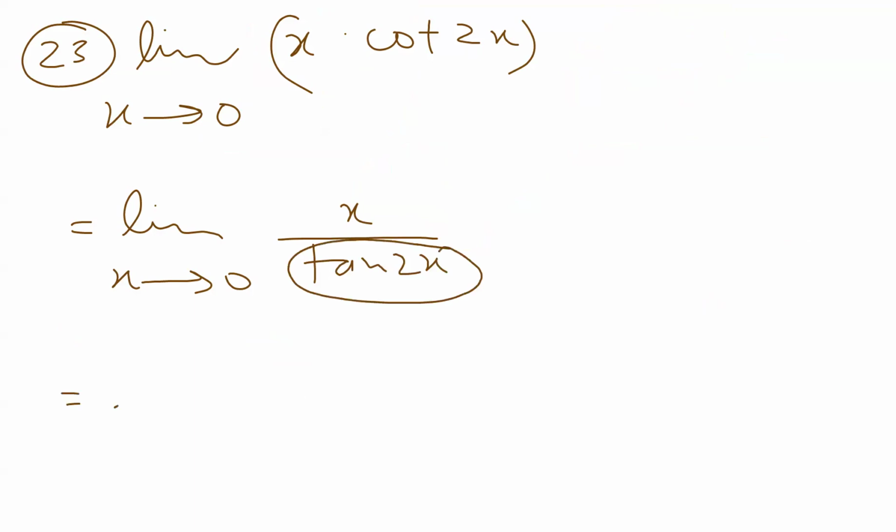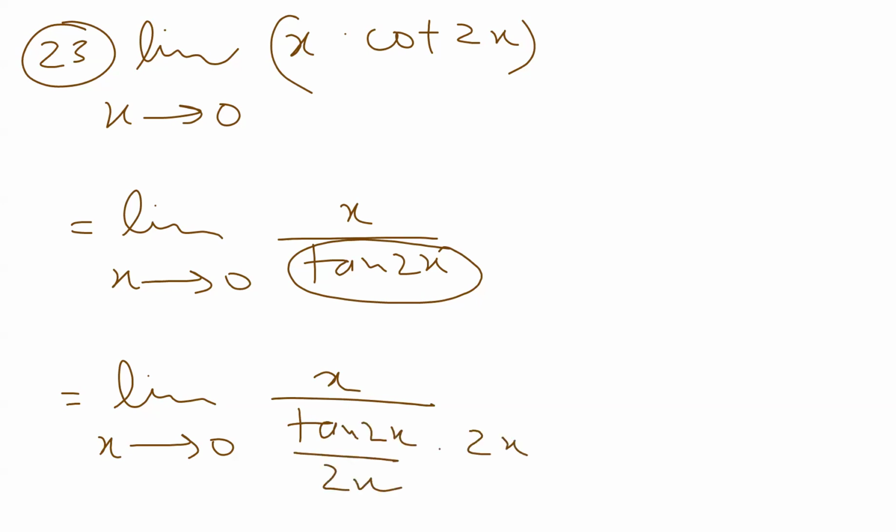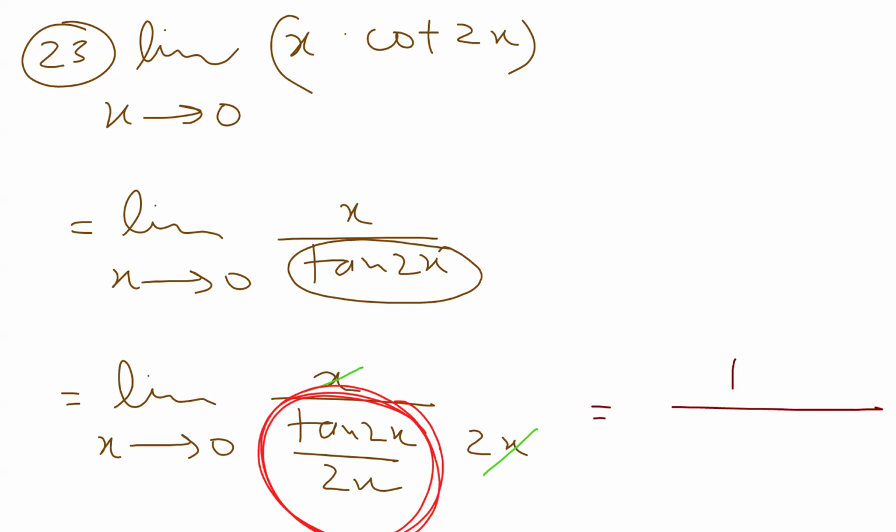Now there is a tan term. What to do with this tan 2x? Anyone, can you guide me? So tan 2x upon 2x into 2x. Correct. Multiply and divide with 2x. Fine. Now before you do anything, this x and this x are getting cancelled. This circle is 1. So 1 upon this 1 into 2. So the answer is half.